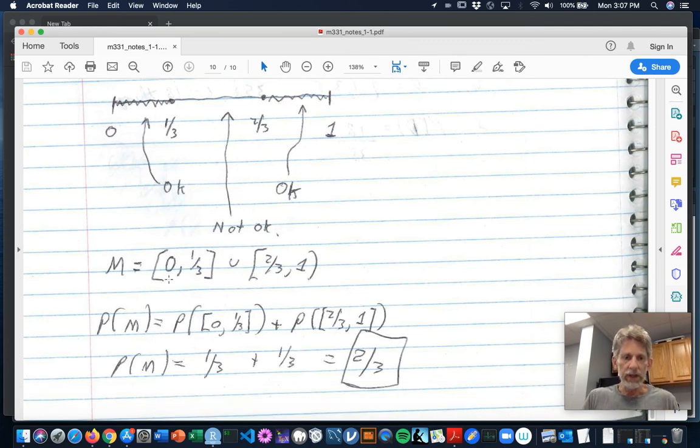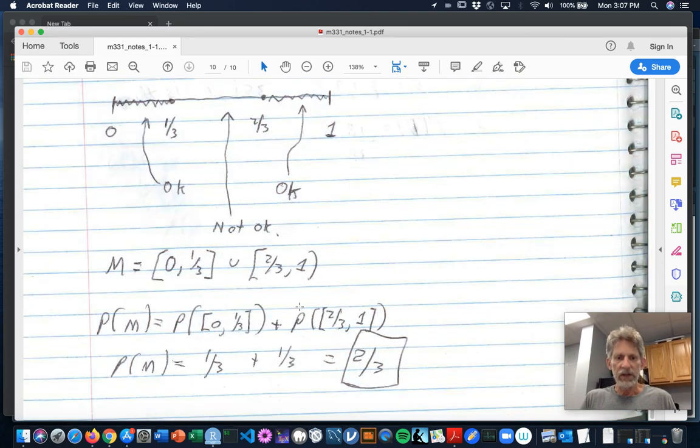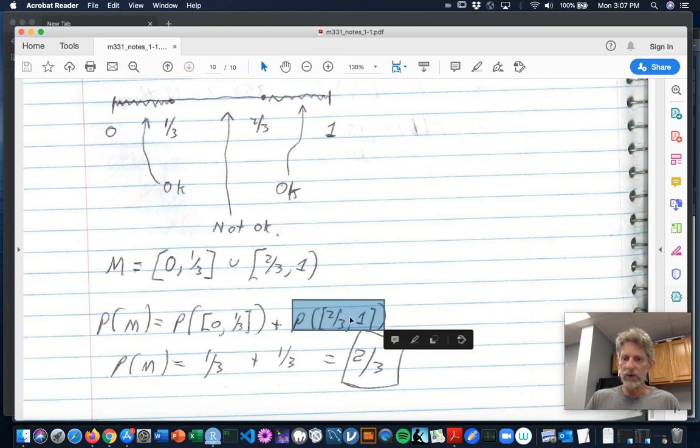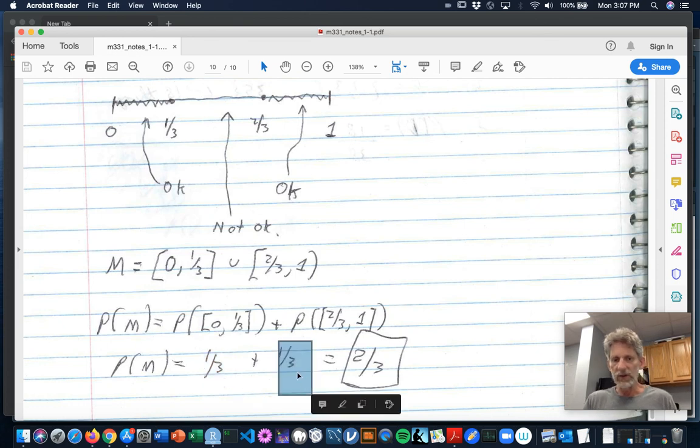Those are disjoint events, so the probability of M is the sum of the probability of landing between 0 and 1/3 plus the probability of landing between 2/3 and 1. The first probability is 1/3 minus 0, which is 1/3. The second probability is 1 minus 2/3, which is 1/3. And so the probability of M is 2/3. Ta-da! So you've got a similar problem to do for homework.